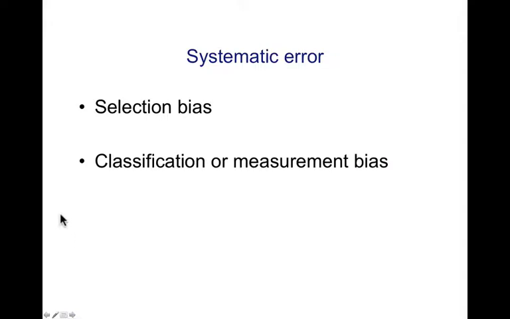Systematic errors can be caused typically by problems with the selection of people and their allocation into certain groups, either exposed or unexposed in the case of a cohort study, or, for example, into randomized controlled trials, or a bias in terms of the selection of cases and controls. There also can be classification or measurement biases where we actually have difficulties with determining whether or not, for example, a person is exposed or not exposed to a given factor.